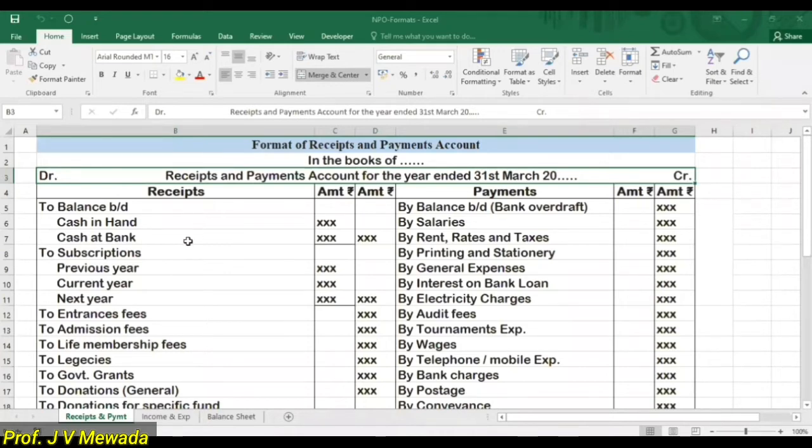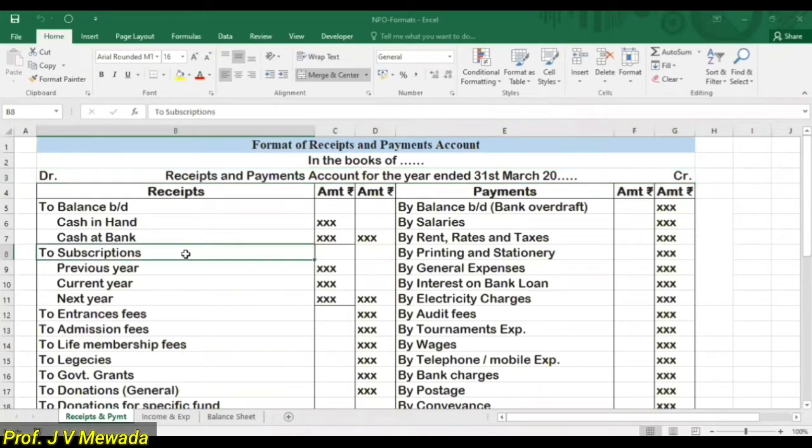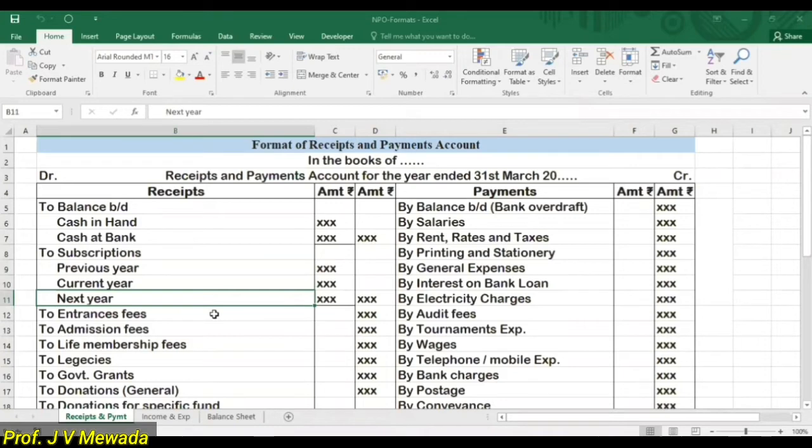Then we are given subscription. Subscription is the main source of income. Sometimes we are given a single figure for the subscription, and sometimes we are given different figures for the previous year, the current year, and the next year. Then we have entrance fees. Entrance fee is our income. Admission fees are also our income.